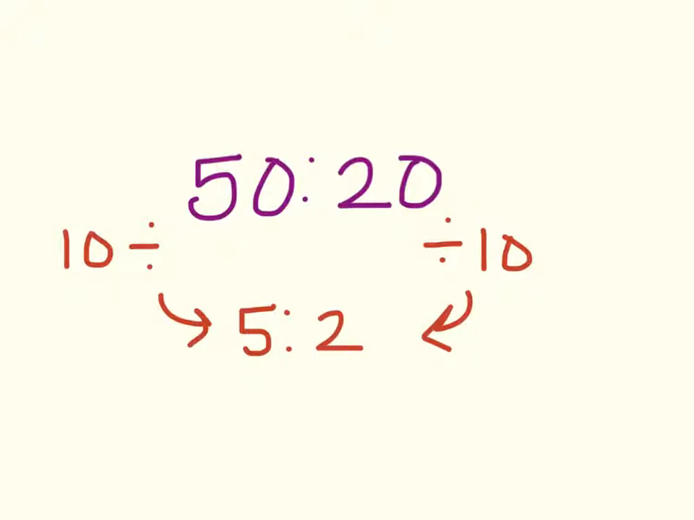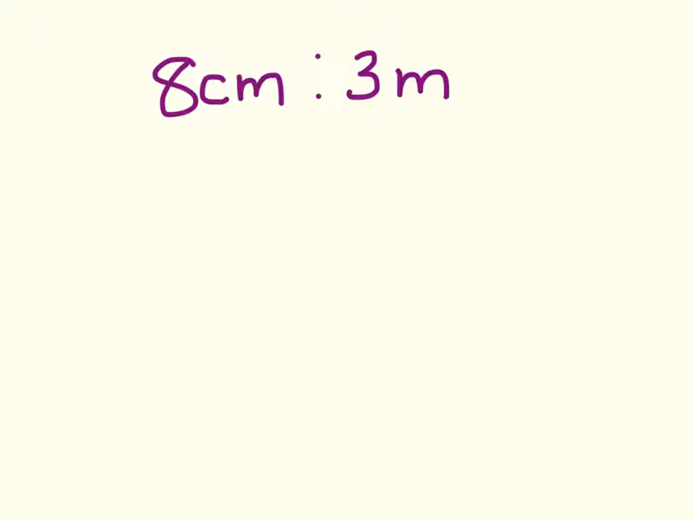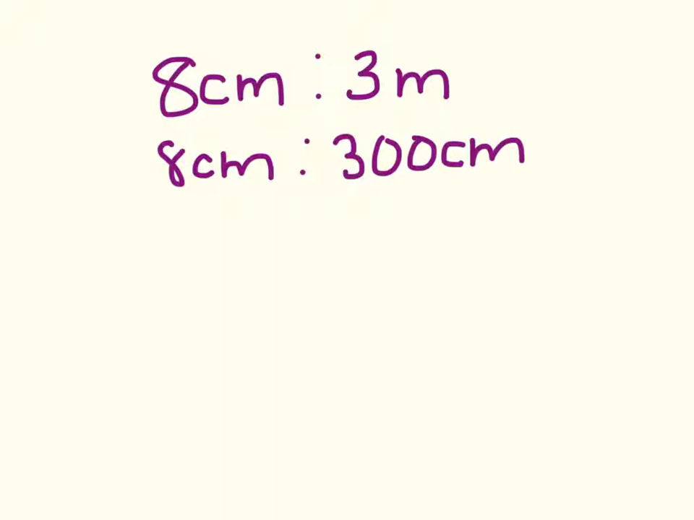Let's try another. Let's express 8 centimeters to 3 meters in simplest form. Well, the first thing we have to do is to get our 2 quantities to be in the same units. So 8 centimeters to 300 centimeters, because there are 100 centimeters in each meter. 3 times 100 gives us 300 centimeters.